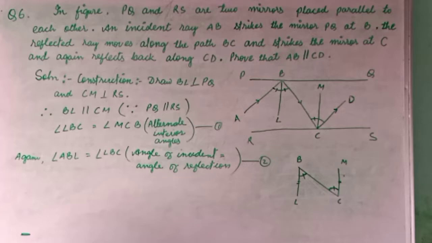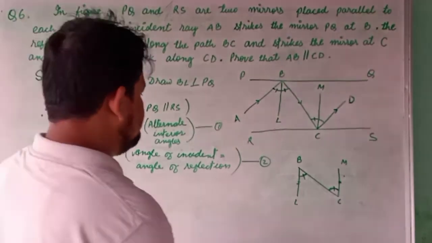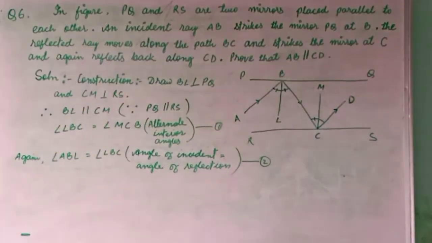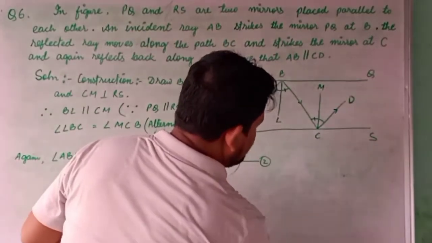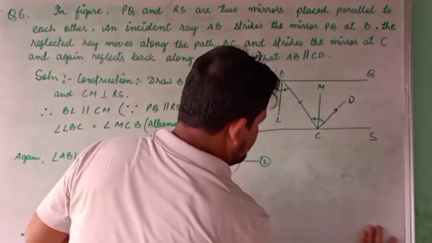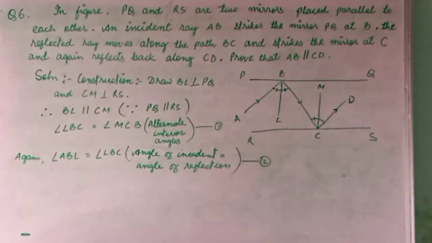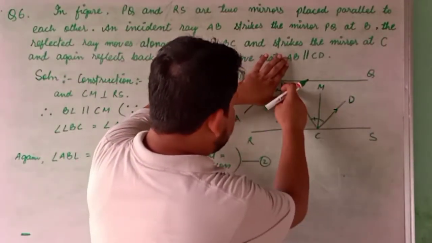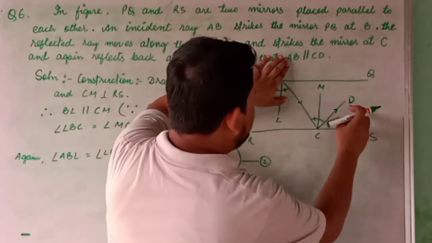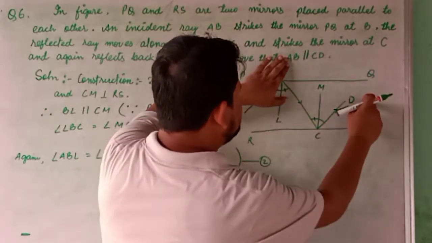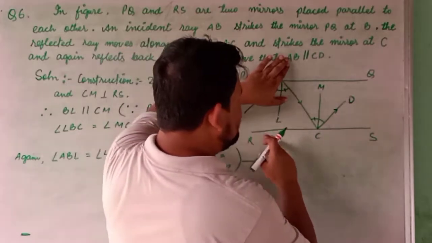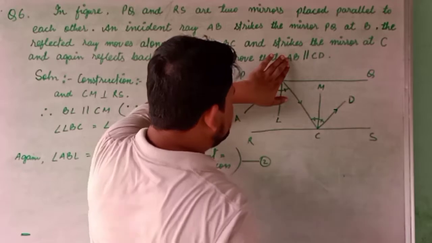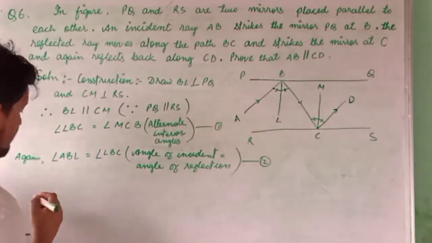Okay, so let us do again. Similarly here also we can see, for this mirror, this ray is incident and this is the reflection going out. This is coming in and this is going out. Am I right? For the mirror RS. Okay, so let us write here also the same property will form. I mean, this angle is also equal to this angle. Am I right? So let us write again.